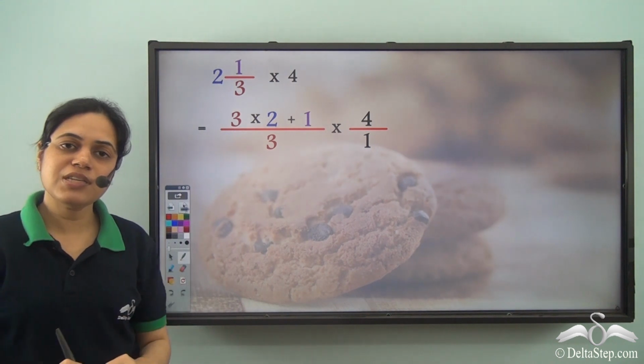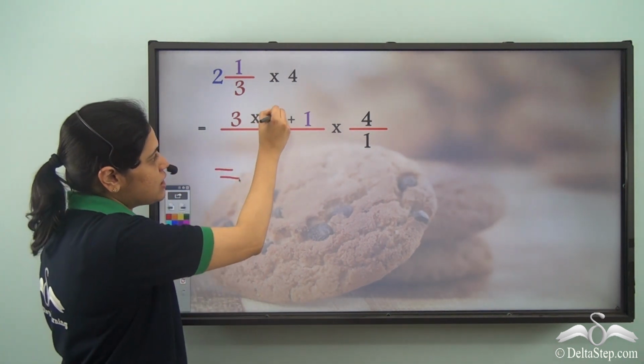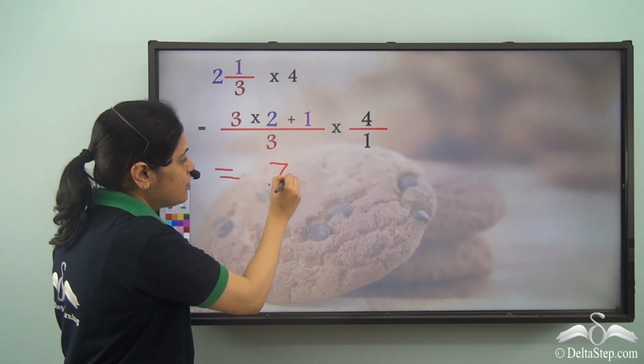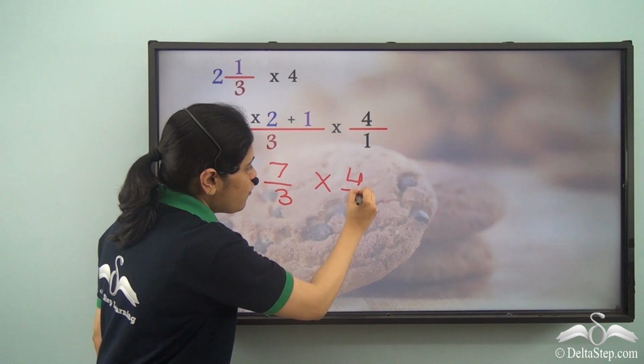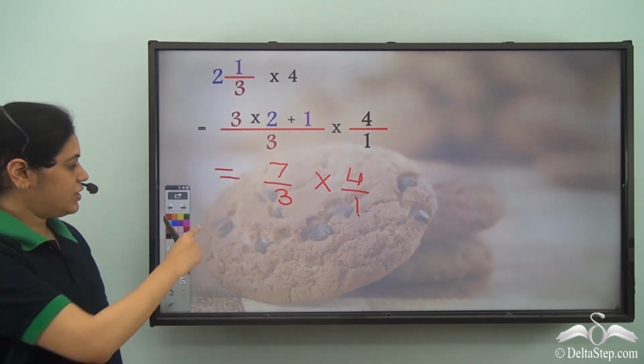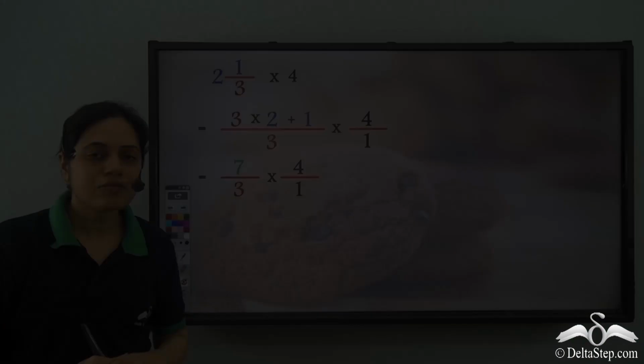Now, 4 can be written as 4 by 1. Now, 3 into 2 is 6. 6 plus 1 is 7. So, I have 7 by 3 into 4 by 1. This is what I have.